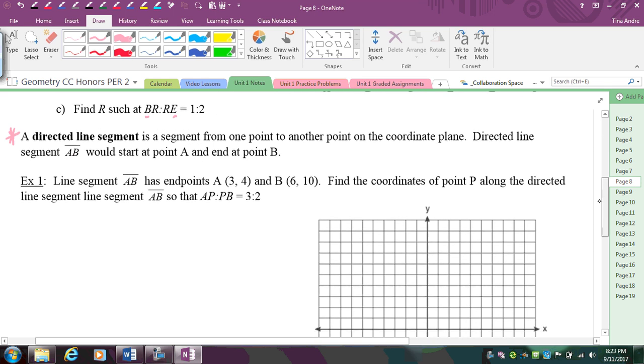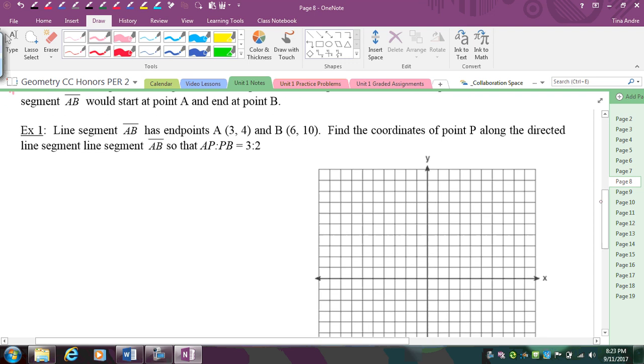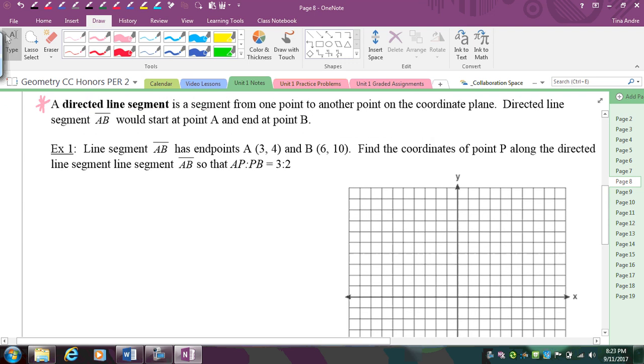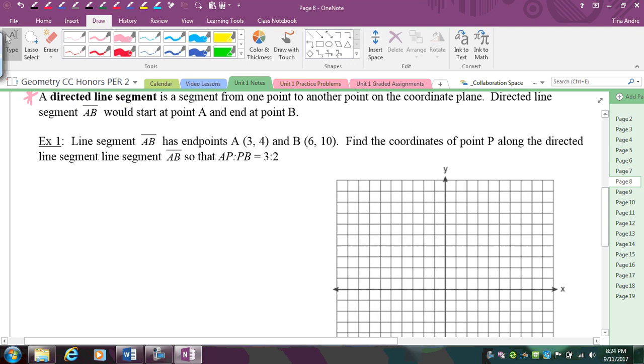Let's try some examples on a graph of how you can partition these. How can you actually find the coordinate? We start by looking at a line segment. We want to find the coordinates of P along this directed line segment. So the order A, B is going to be left to right. We're trying to break this up into a 3-to-2 ratio, which really means we're breaking this up into 5 parts. The first thing I always like to do is sketch out a picture of what this is going to look like.